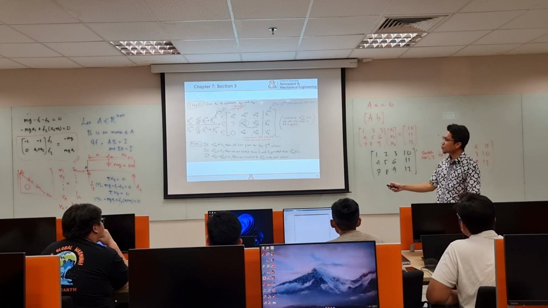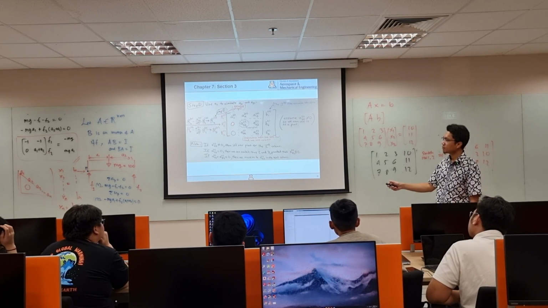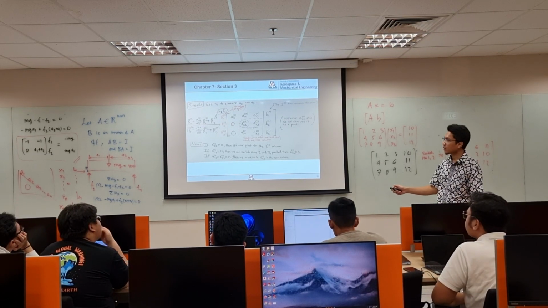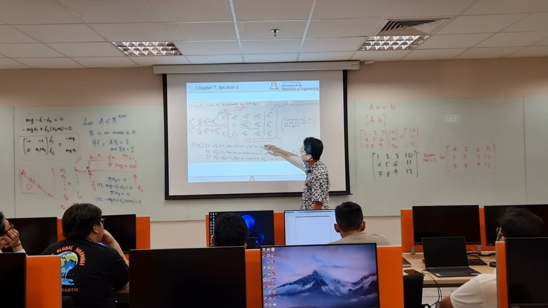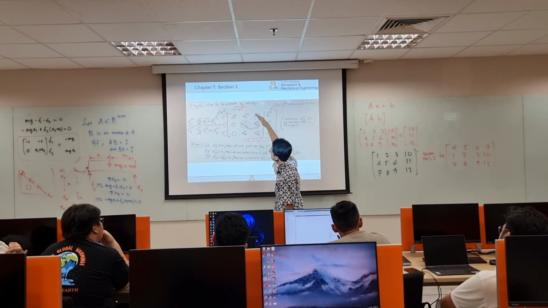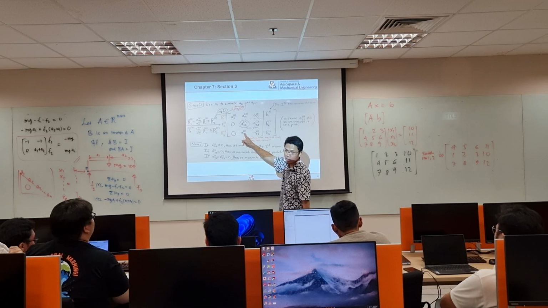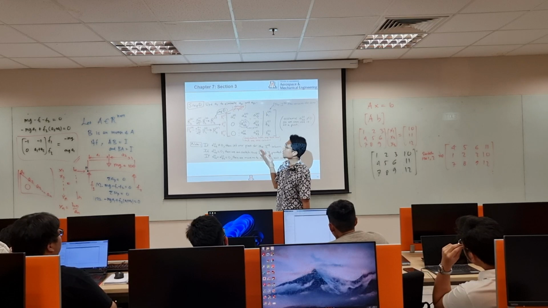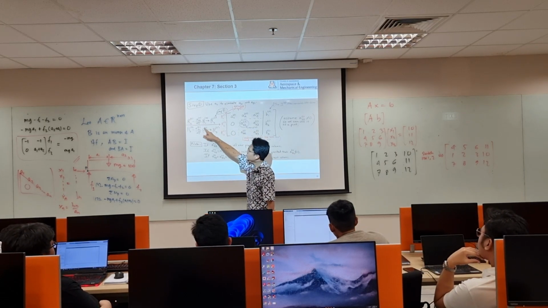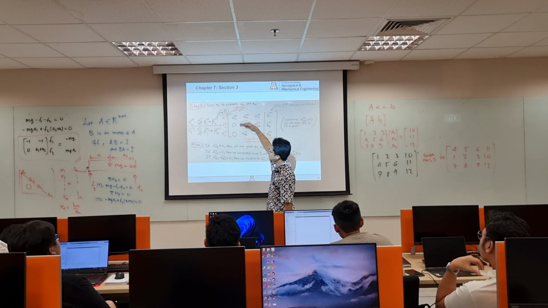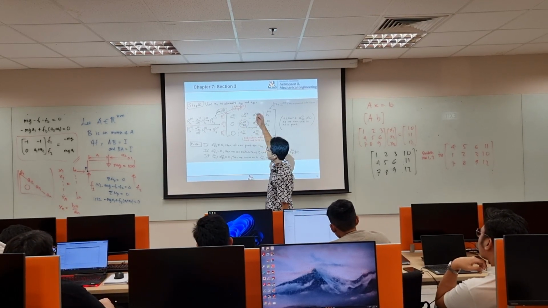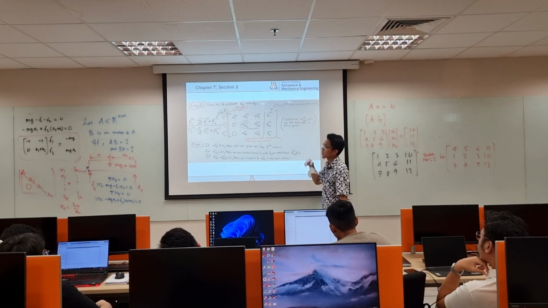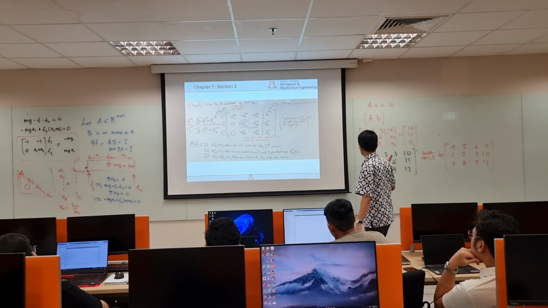So we want to eliminate the first element in the second row. Finally, we want this to be non-zero, and this one and this one 0. So we have to make this become 0. How do we do that? We do that by doing row 2 minus A21 divided by A11 times R1. You do that for all of the entries.